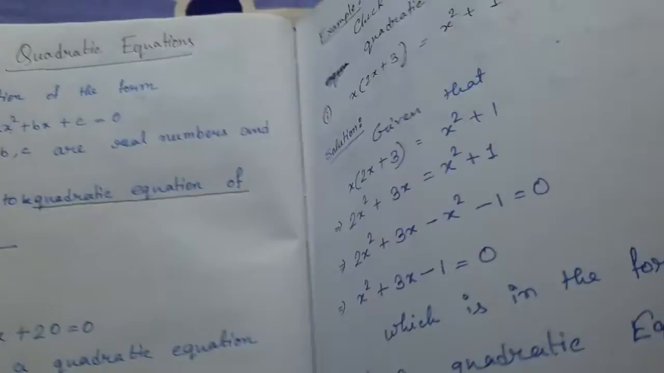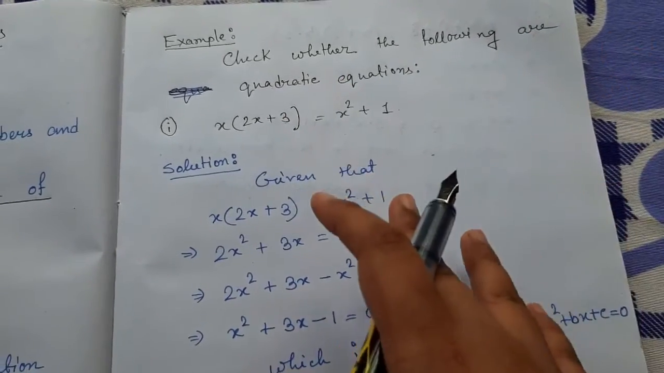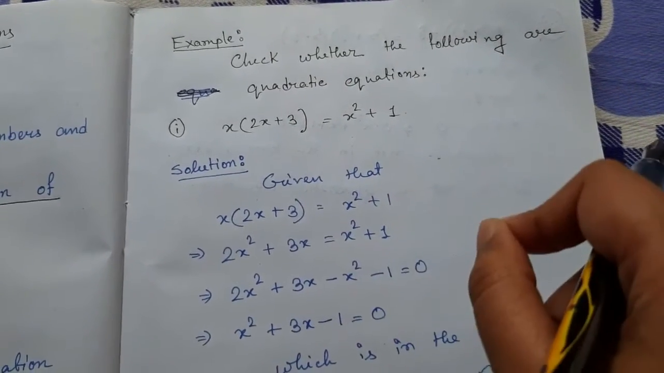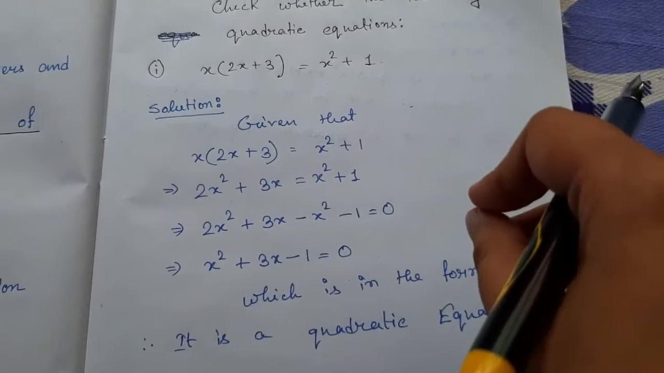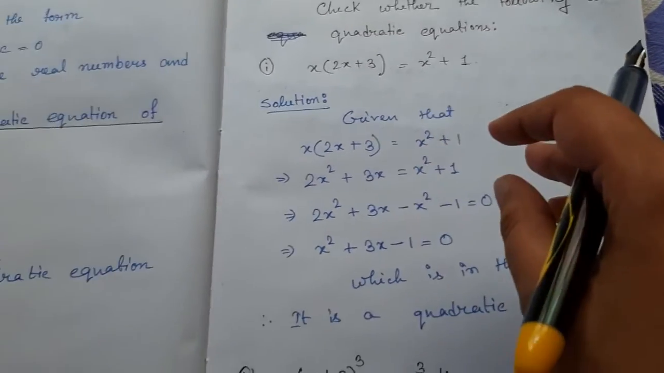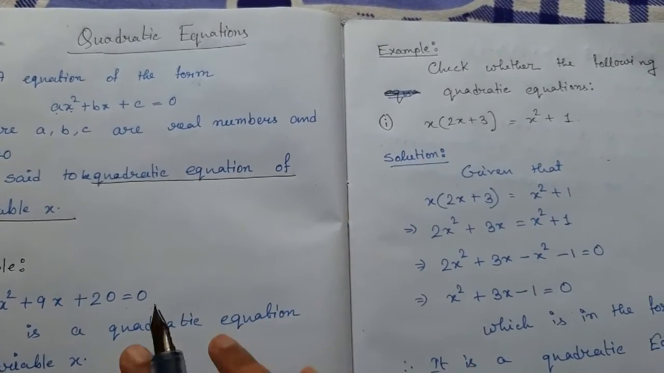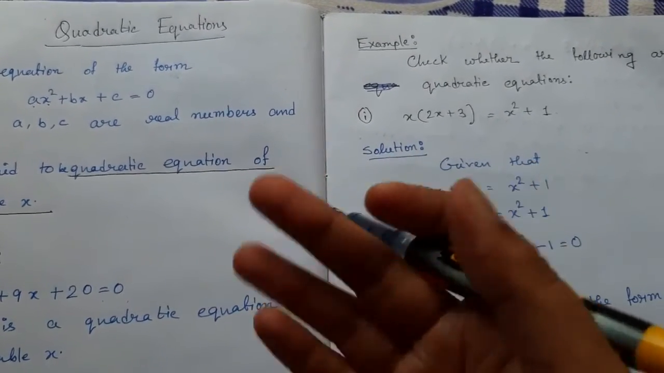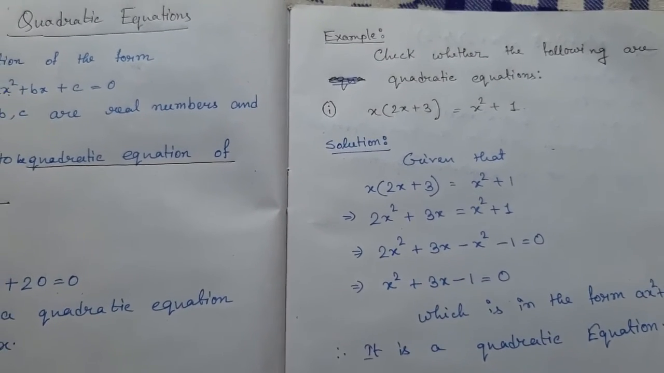In this way, if this type of question is given, check whether the following is a quadratic equation or not, first of all you have to simplify this type of expression, and then you have to make your conclusion whether it is quadratic or not. So this is the introduction about quadratic equation. What is quadratic equation? Examples of quadratic equation. How can you check whether an expression is quadratic or not?